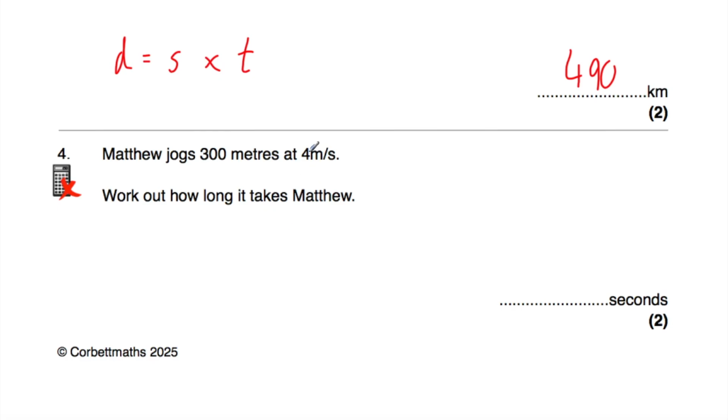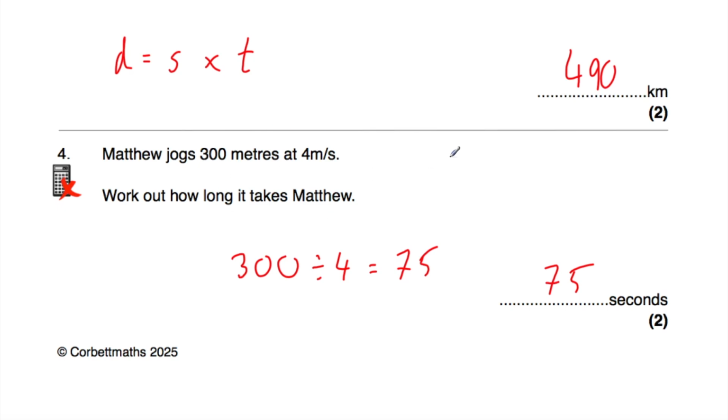So if we just see how many lots of 4 meters going to 300 meters, that'll be how many seconds it would take. So we just take the 300 and we divide it by 4. And dividing by 4 is quite straightforward. You can just half it and half it again. So half of 300 is 150, and half that is 75. So it should take Matthew 75 seconds, and that's it.